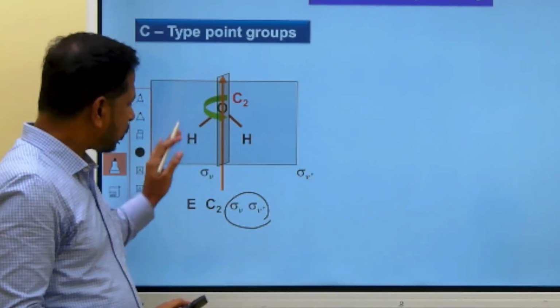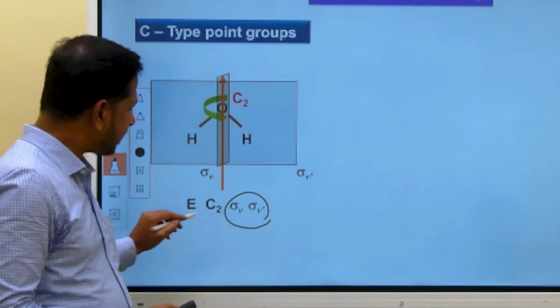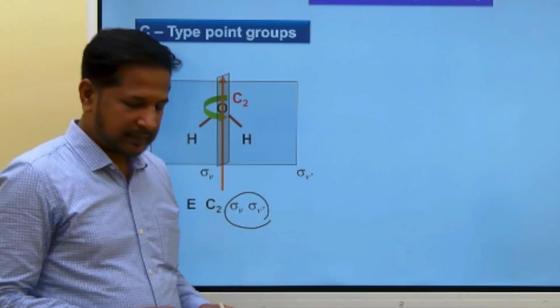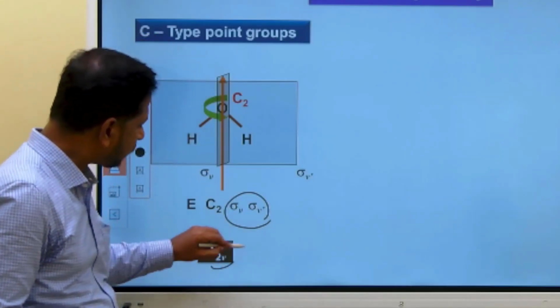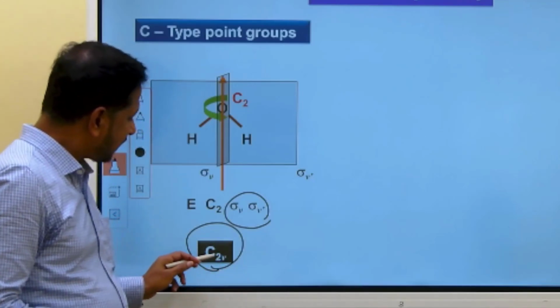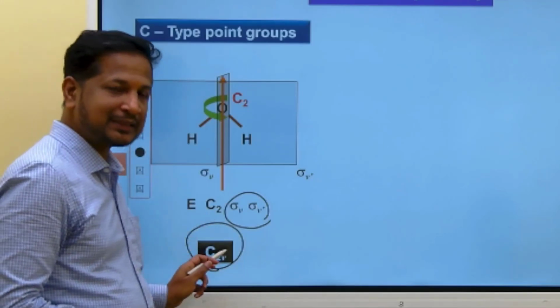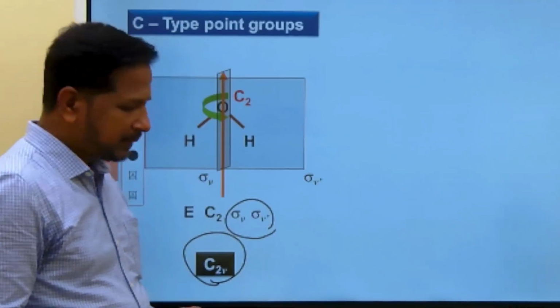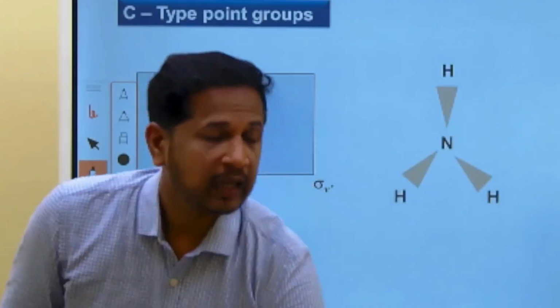Now if we collect all the symmetry operations, that is the identity element, the proper rotational axis and two vertical planes, therefore the point group of the molecule is C2V. So this C2V describes the molecule as there is a C2 proper rotational axis present and two vertical planes present in that molecule. Let's see the example of ammonia.